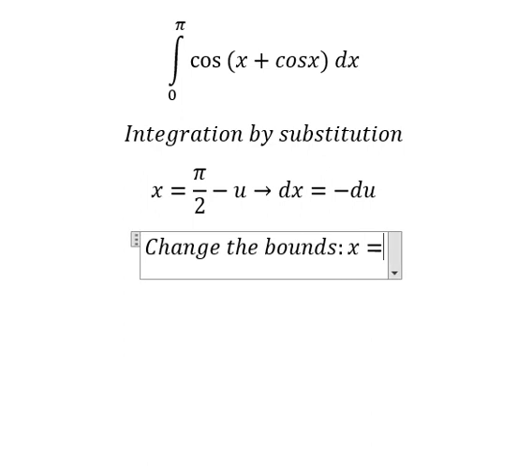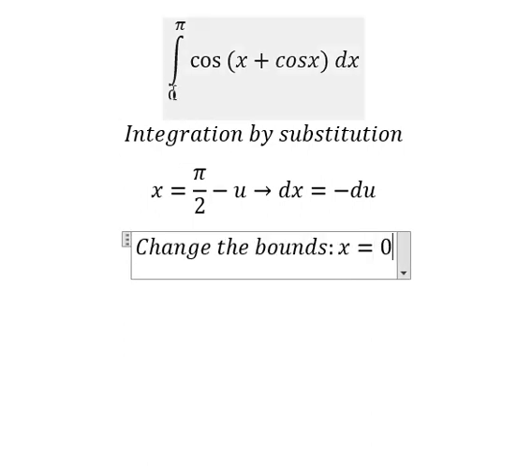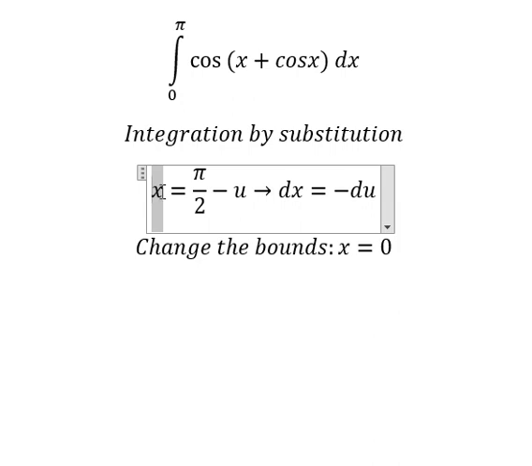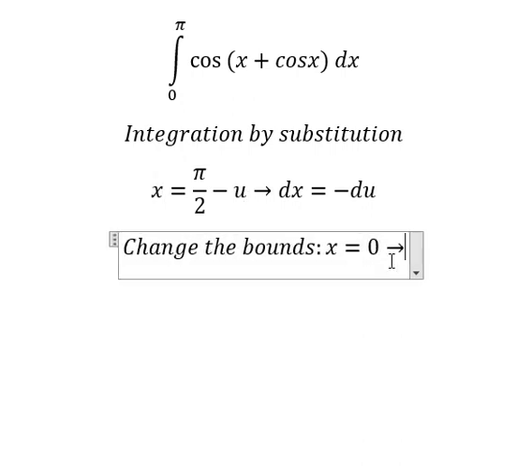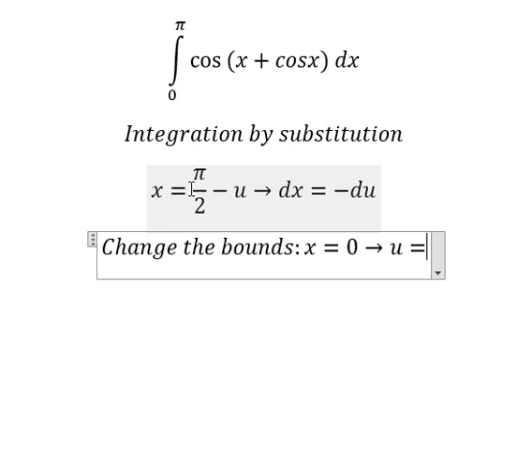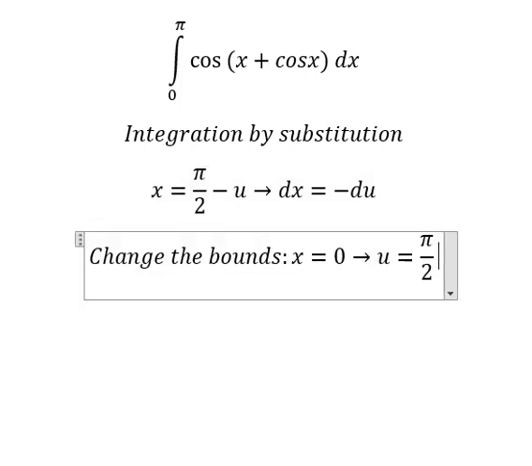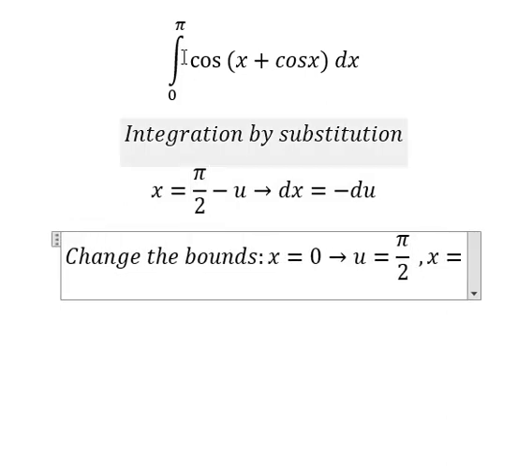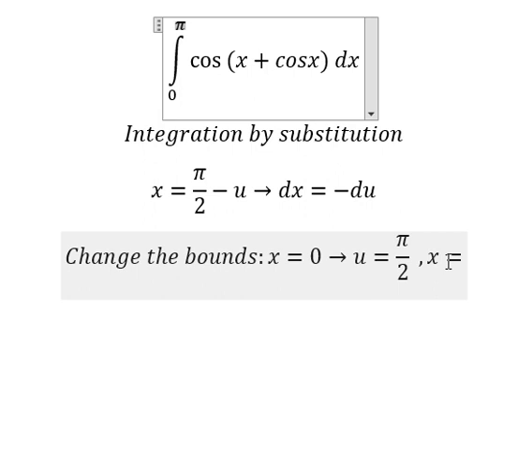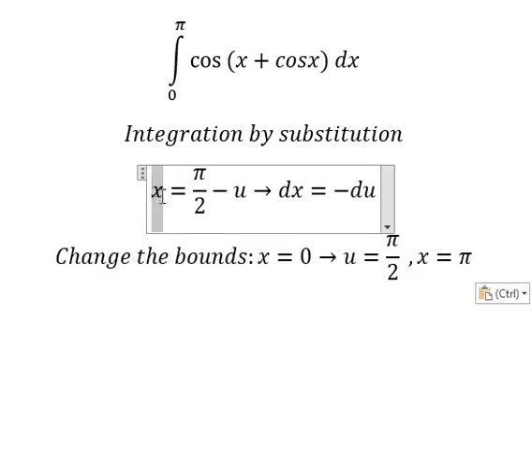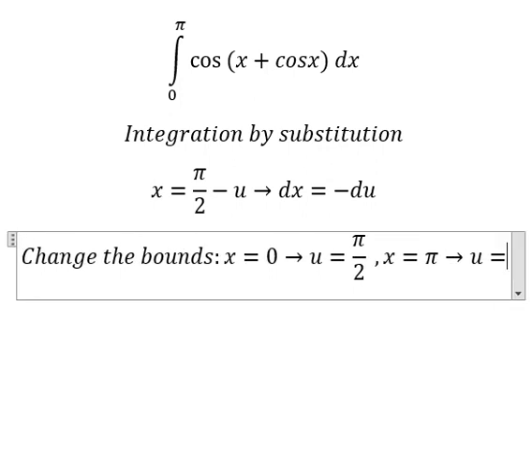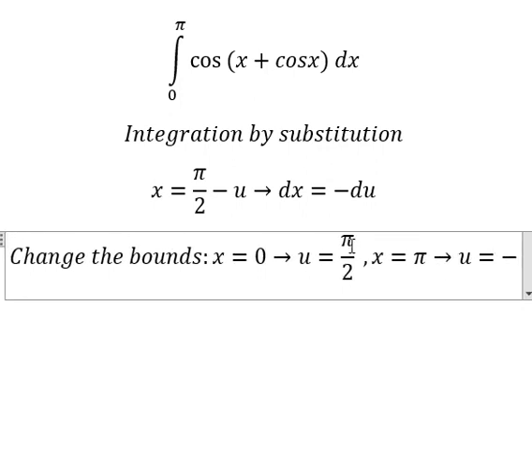When s equals 0, we put 0 here to find the value of u. So u equals b over 2. When s equals b, we put b here and we can find the value of u. That is negative b over 2.